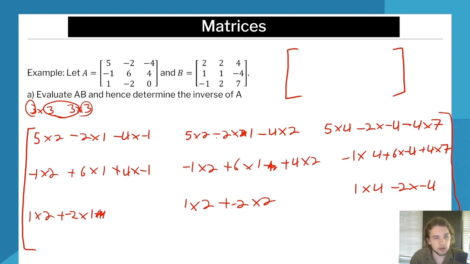5 times 2 is 10, minus 2 plus 4, 12. Then 10 minus 2 minus 8 is 0. We have 20 plus 8 minus 28 is 0. So I'm starting to see a pattern here. We have minus 2 plus 6 minus 4, 0. We have minus 2 plus 6 plus 8, that's 12.